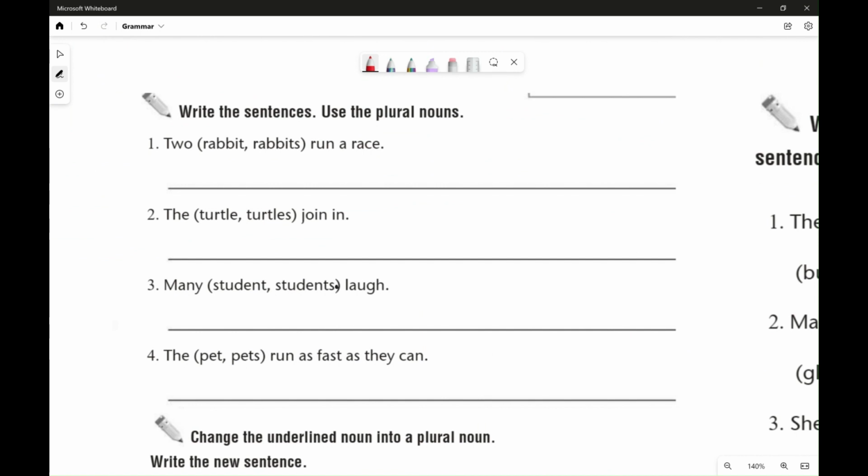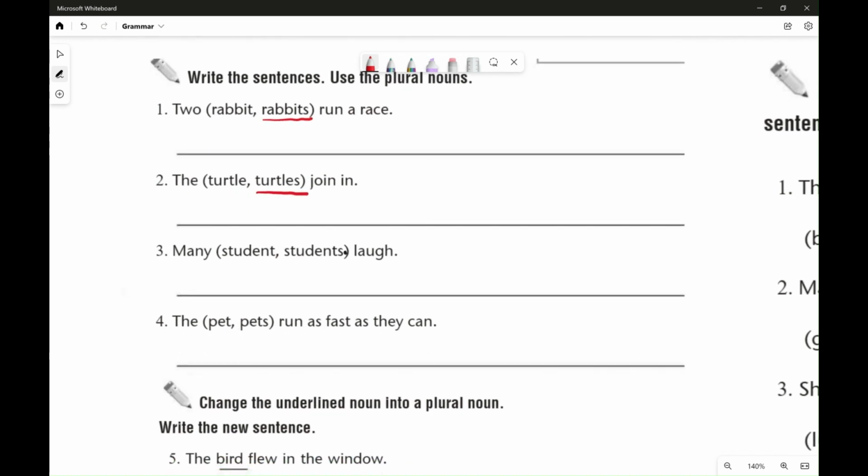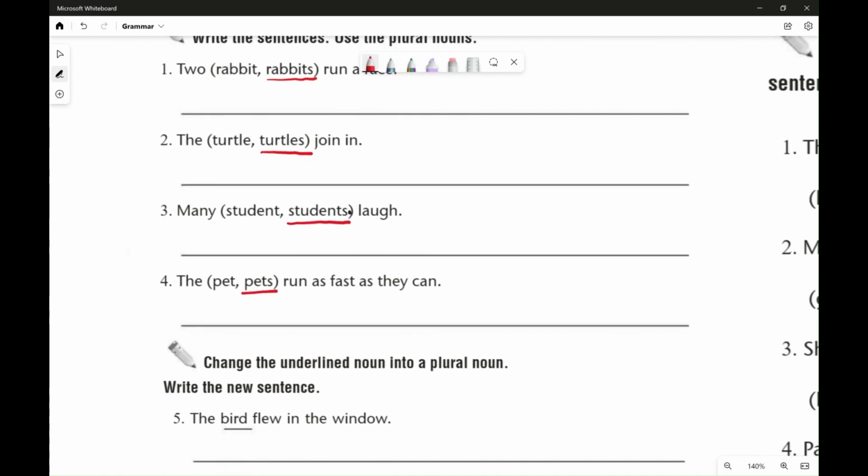Write the sentences. Use plural nouns. 2 rabbits run in a race. That makes sense. The turtles join in. That makes sense. Many students laugh. The pets run as fast as they can.